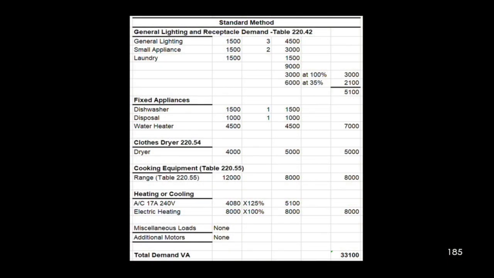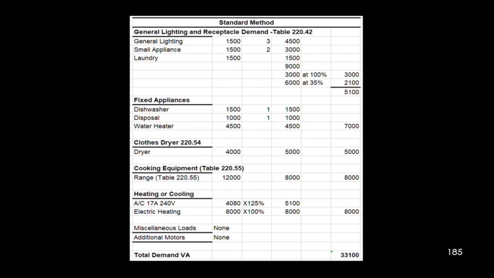So our general lighting, 1,500 times, I messed something up along the way. I probably added wrong. Let's see what we did here. It's okay to make mistakes here, okay? Even I make mistakes. You can see that right now.